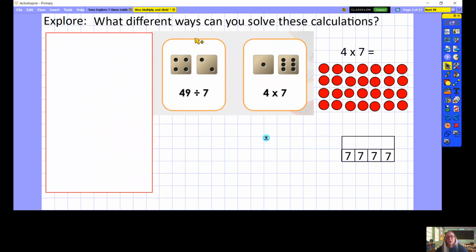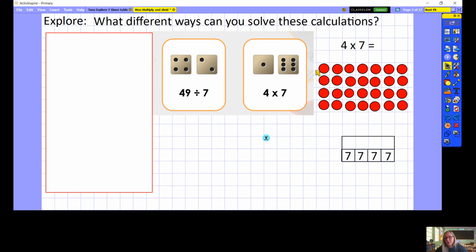Okay, so I've got two calculations here, and I've asked what different ways can you solve these calculations. So I've looked at this question here, 4 times 7. To solve 4 times 7, I could just count in sevens. So I could count 4 groups of 7s using my knowledge of my 7 times tables. Or if I want to show that using a visual representation, I could use an array here.